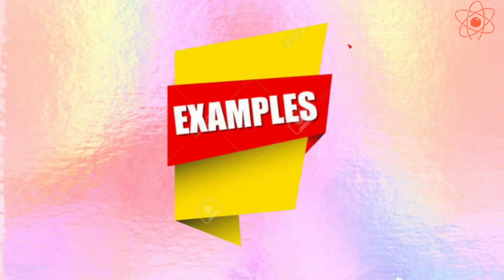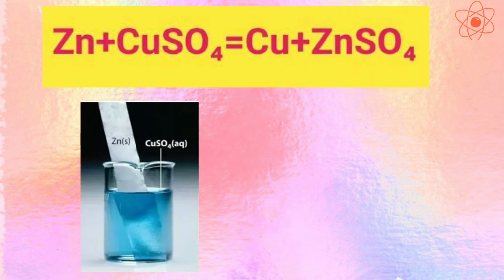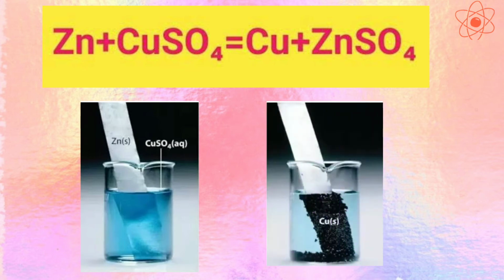Ferrous sulfate. Now let us see a few more examples of displacement reaction. When a strip of zinc metal is placed in blue colored copper sulfate solution for some time, it becomes a colorless zinc sulfate solution and red colored copper metal is deposited on the zinc strip.